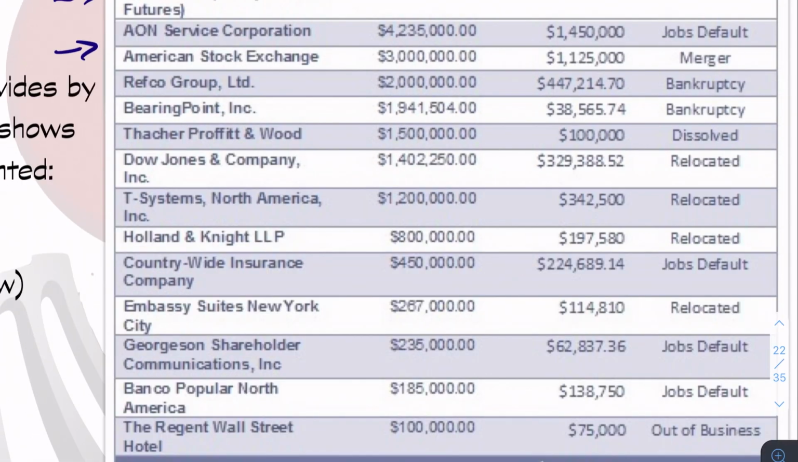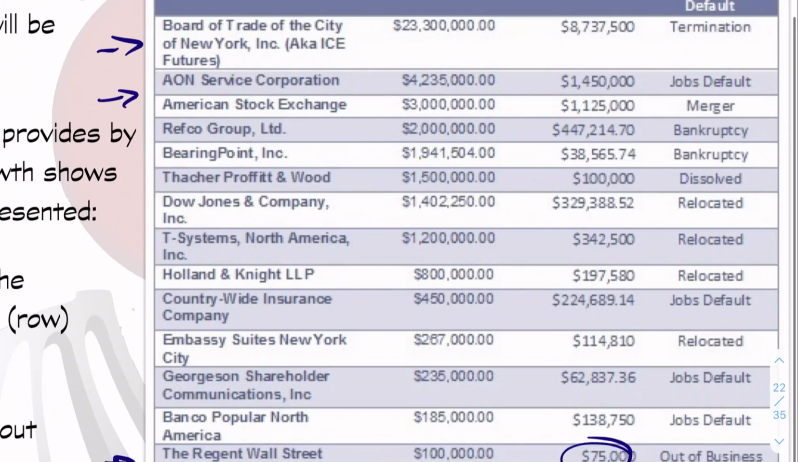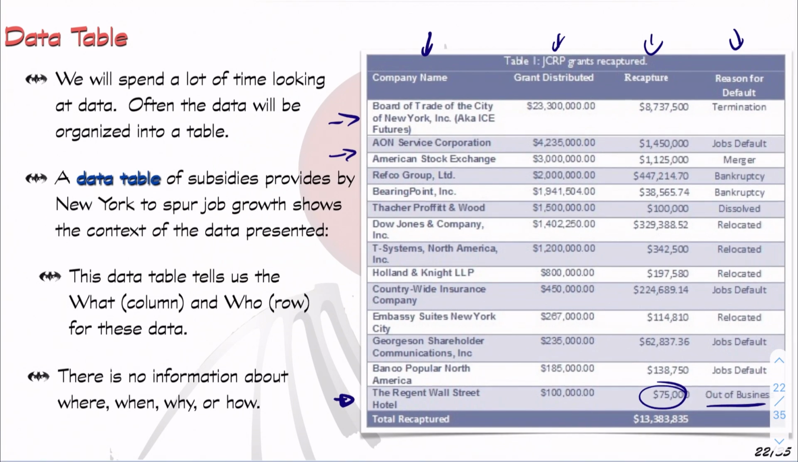So if we looked, for instance, at the Regent Wall Street Hotel, they got a $100,000 grant to spur growth, and they paid back the state of New York, or the city, $75,000. So why did they default on their loan? They went out of business. So this gives us a little bit of context. You can see that a lot of these companies didn't get their money back, and that's why this table is organized this way. But we don't actually know the context. We don't know the where, the when, the why, or the how of what this data represents.